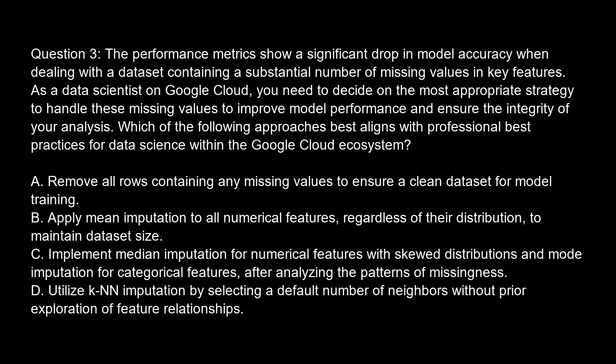Option A. Remove all rows containing any missing values to ensure a clean dataset for model training. Option B. Apply mean imputation to all numerical features, regardless of their distribution, to maintain dataset size. Option C. Implement median imputation for numerical features with skewed distributions and mode imputation for categorical features, after analyzing the patterns of missingness. Option D. Utilize KNN imputation by selecting a default number of neighbors without prior exploration of feature relationships.